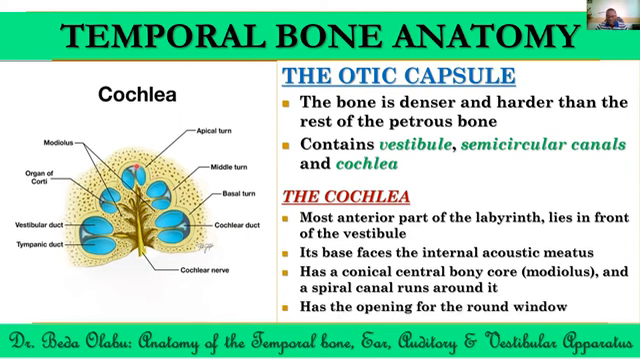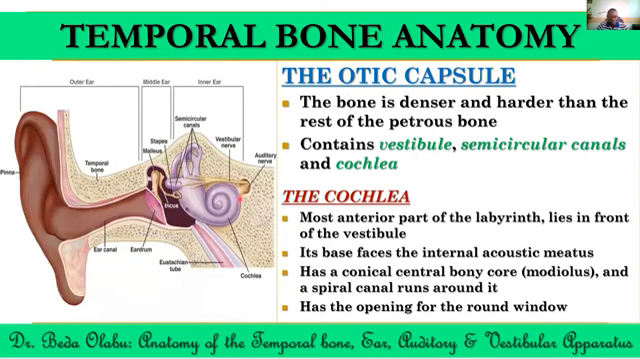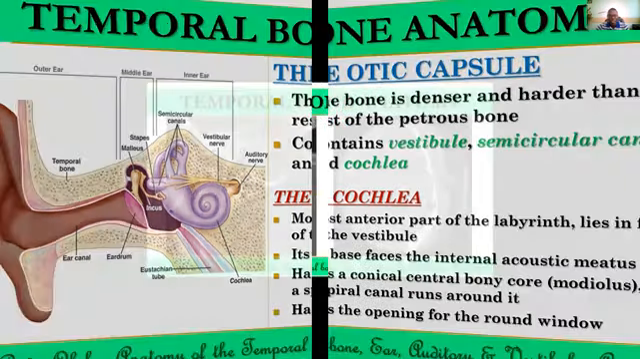The cochlea has an opening for the round window, from which vibrations can be dampened from the inner ear. Now that round window opens into the middle ear cavity. Okay, so we've looked at the 3 components of the bony labyrinth, the 3 components of the otic capsule.